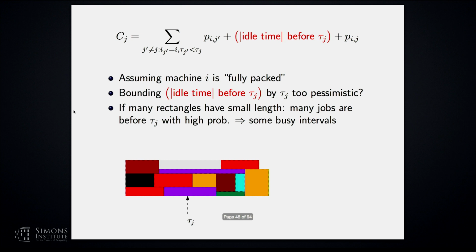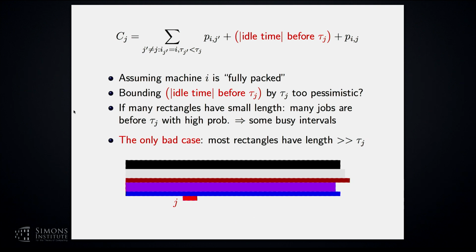Suppose this is tau j here, and the rectangles are something like this. Then you hope to see many busy time slots before tau j. If the rectangle lengths are very small, with some probability you are going to see a rectangle next to this one, and tau j will be here. So with reasonable probability, you will have a reasonable length of busy slots before tau j. So that's okay.